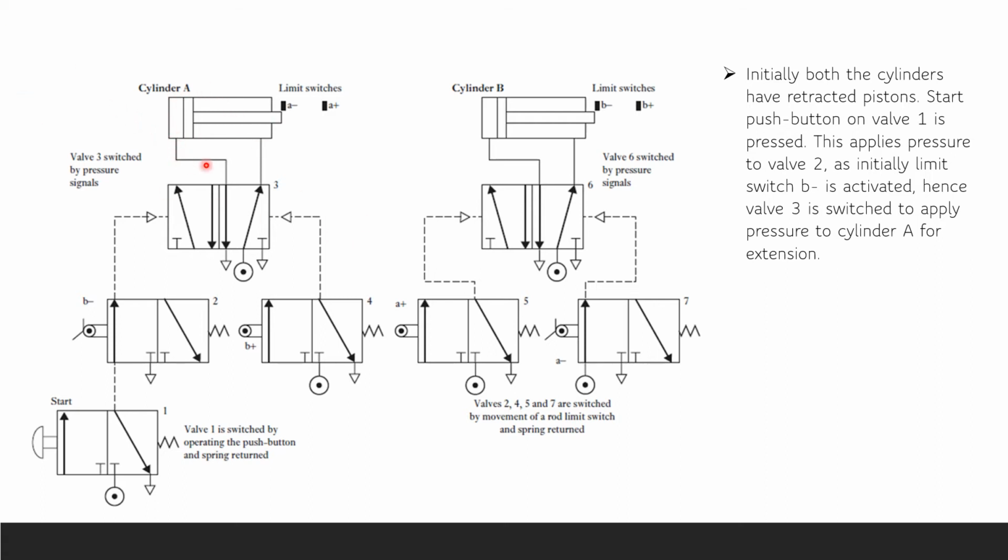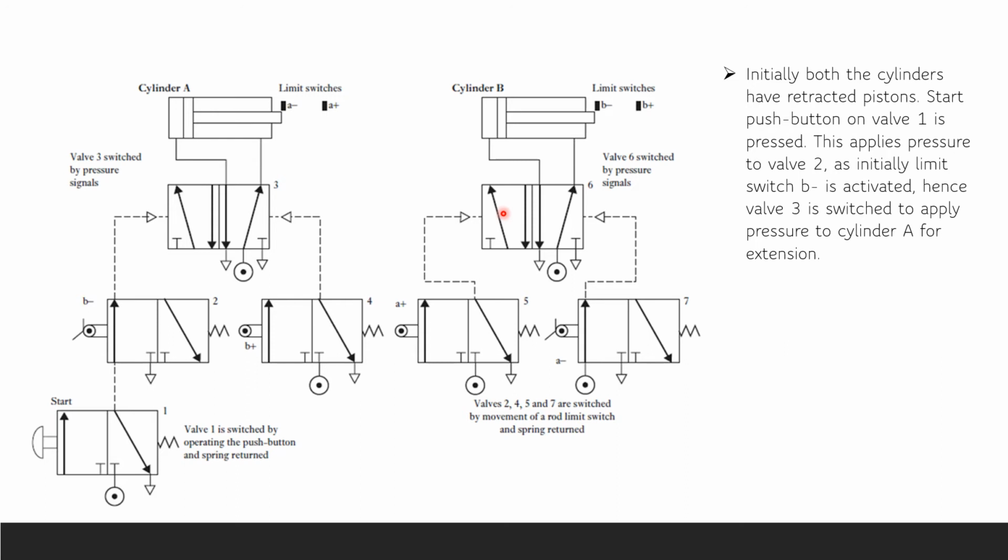The exhaust gases are vented out as shown in the diagram. Now as soon as the piston of cylinder A reaches the bottom dead center, the limit switch A plus will be coming into effect. The limit switch A plus switches on the valve 5, and as a result the pressure source pressures the valve 6 through the fluid flow as shown in the position 2.